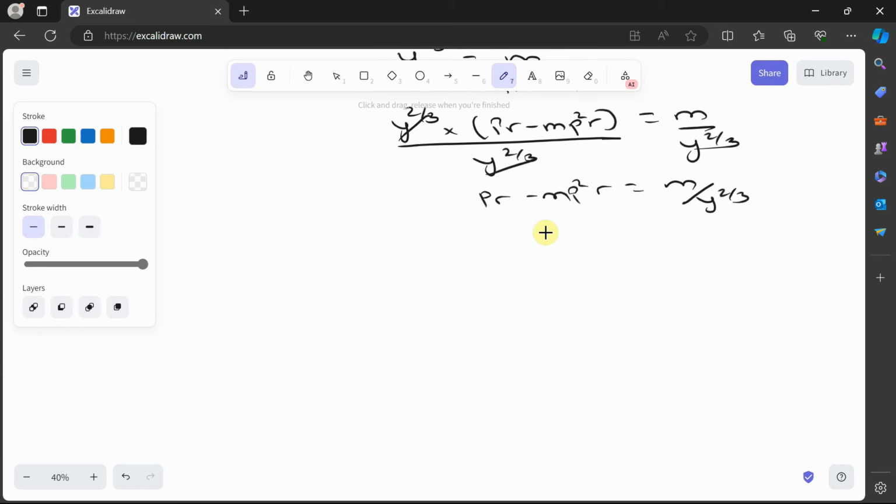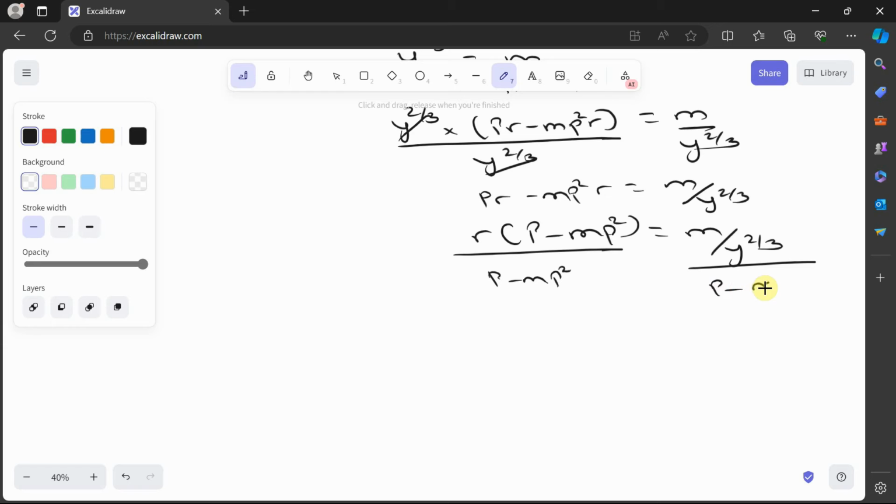Next thing I want to do is make r the subject of the formula. So factor r is here, so I can factor out that r. So that will be r open brackets p minus mp squared, right? pr minus r is p, mp squared r minus r is mp squared. So this is equal to m over y raised to the power of 2/3. If I divide both sides by these brackets, my r will stand alone. So I divide both sides by p minus mp squared, my r should stand alone.